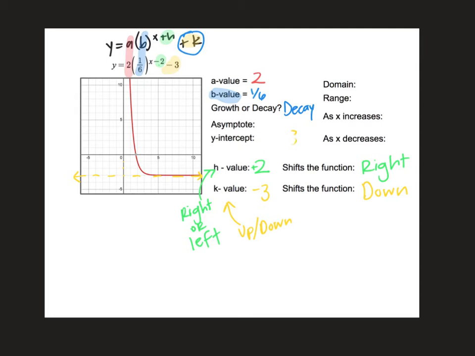Also, I'm sorry, I wrote this as your y-intercept. It's your asymptote. I just wrote it in the wrong spot. So it should be y equals -3.